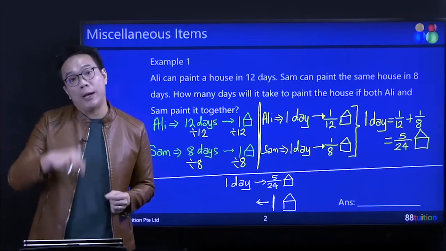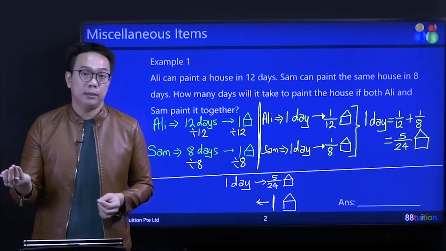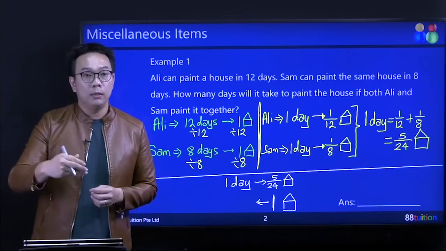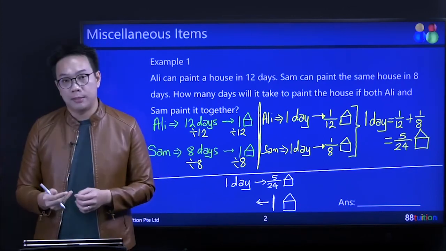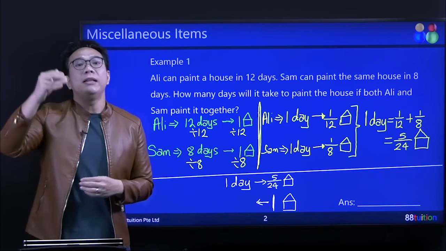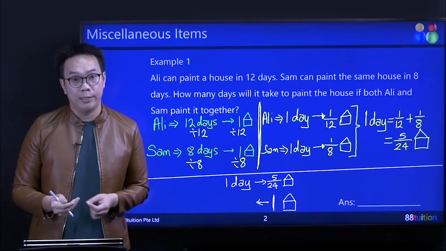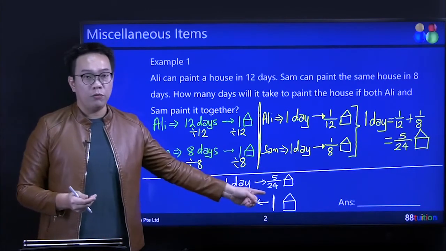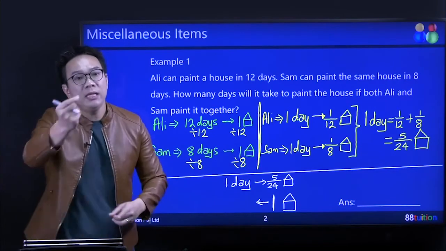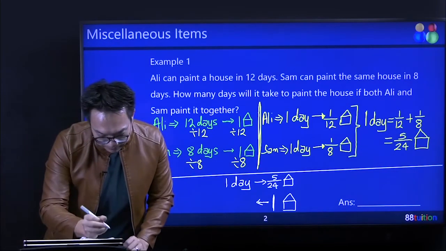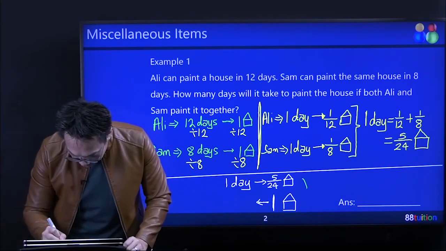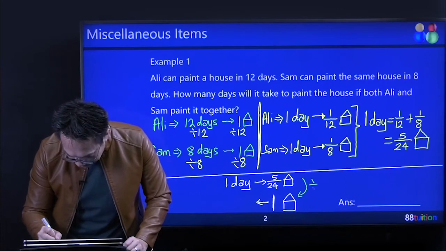From 13, how do you get to 1? 13 divided by 13. 2,000, how do you get to 1? 2,000 divided by 2,000. Half, how do you get to 1? Half divided by half is 1. Don't believe, press your calculator. So now, 5 over 24. How do you get to 1? Divide by itself. So down here, you divide by itself. 5 over 24.